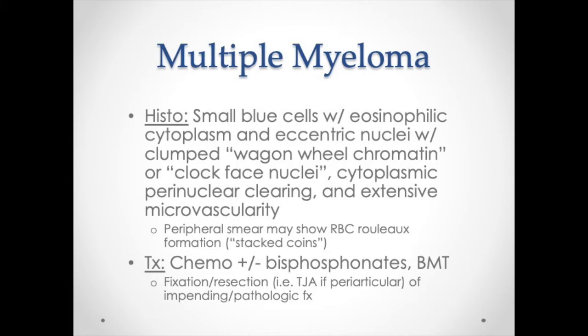Treatment is a combination of chemotherapy and bisphosphonates, as well as possible bone marrow transplant. Fixation or resection, including total joint arthroplasty if periarticular, depends on the extent of impending or actual pathologic fracture, as well as the anatomic location of it.